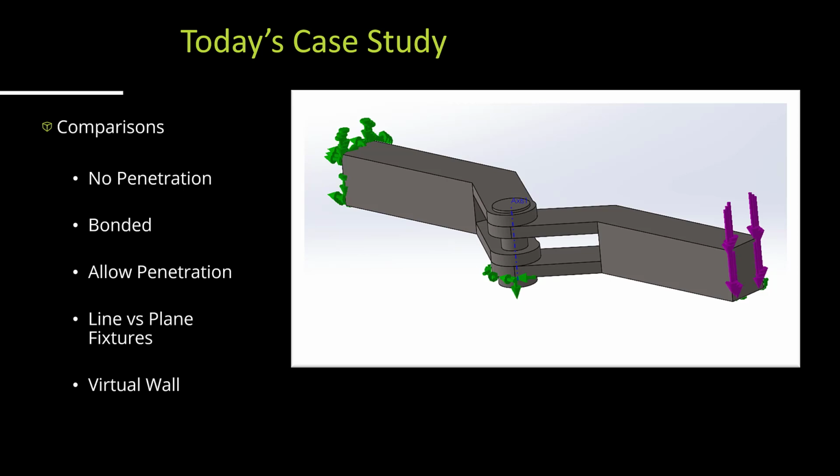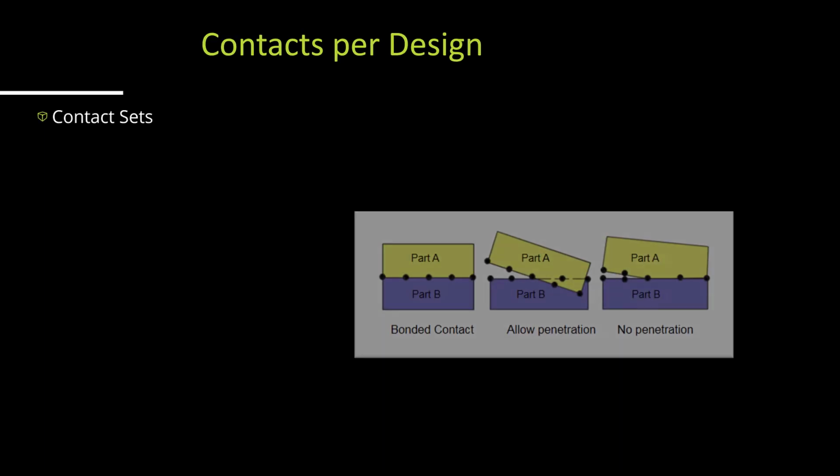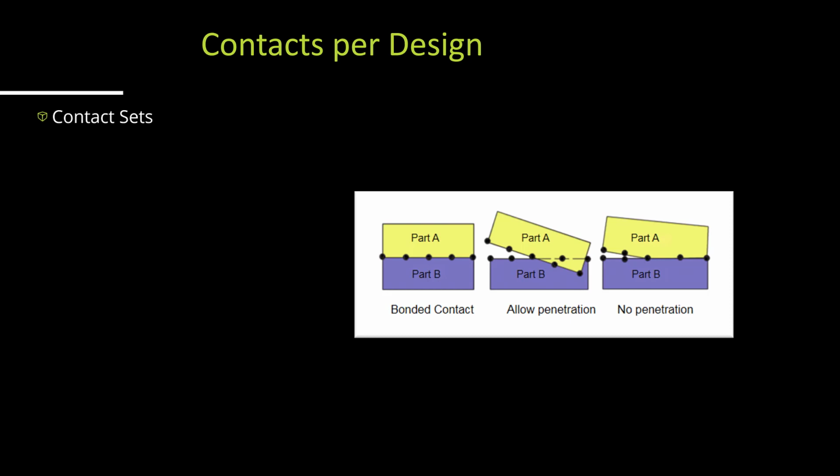Cool. So, contacts per design. A little bit of background. Contact sets allow us to tell SOLIDWORKS what surfaces we want to touch, which ones we are okay with interfering with each other, and which ones are stuck together. By default, we'll usually start with a bonded contact, right? And then we can specify no penetration contacts for certain faces and for certain objects that are moving within each other.